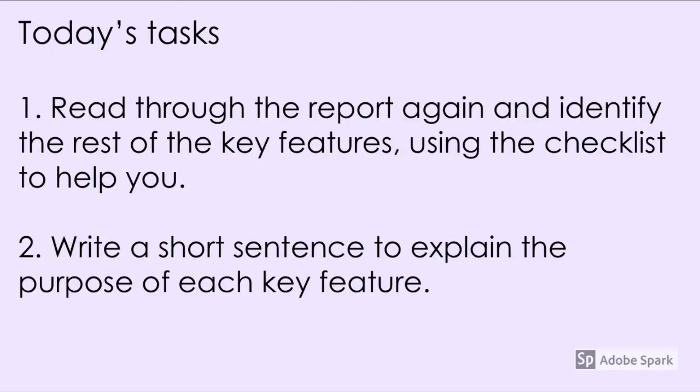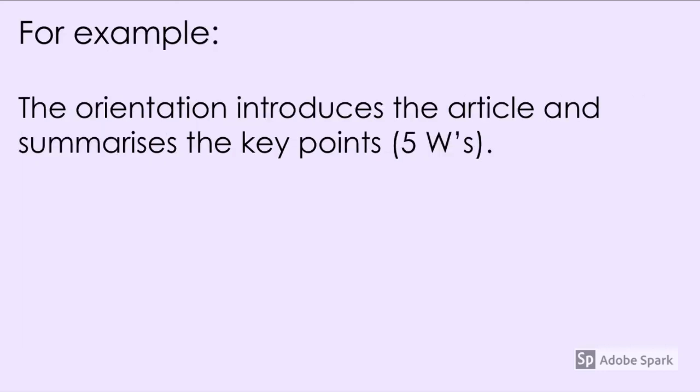Your task for today is to read through the report again and identify the rest of the key features using the checklist to help you. If you've got the report printed off, you could annotate it, or you could just make some notes on a piece of paper. Once you've done that, then you need to write a short sentence to explain the purpose of each key feature. So if we look at the orientation as an example, the orientation introduces the article and summarises the key points.